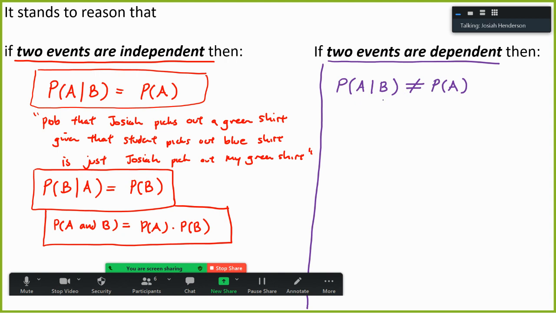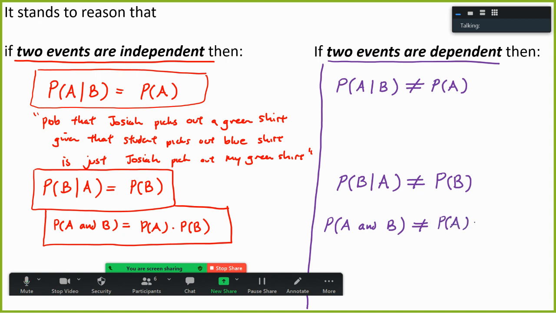Is not equal to. And likewise, next up is the second one, probability that B occurs given A has already occurred is not probability of B occurring alone. And it means that the probability of A and B occurring together is not simply the product of the two separate probabilities. Make sure you are writing these down because we're going to be relying on these heavily.